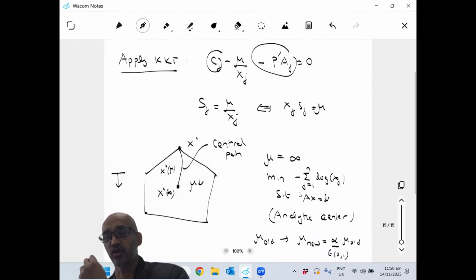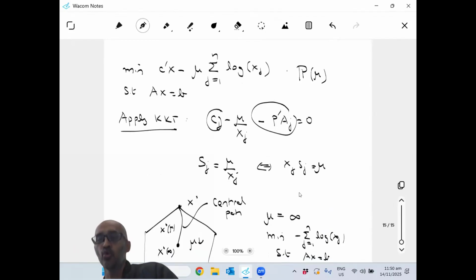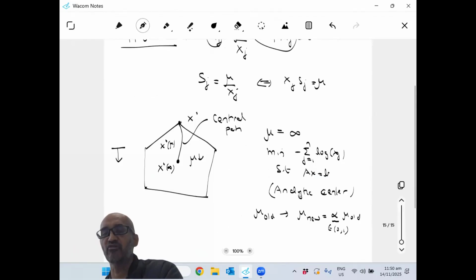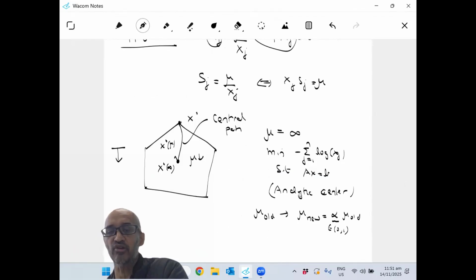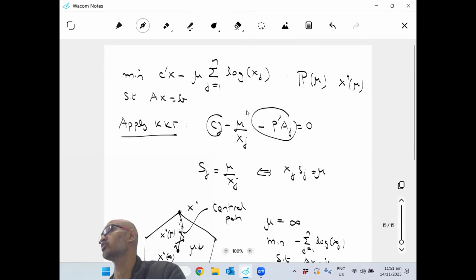What they will do is there's a central path. If I could solve this problem for every mu, there would be an optimal solution x star of mu, which is this central path. I don't know what the central path is. But I will start at this point and try to stay very close to this central path. I will create new points which are very close to this path and track it till I get to the optimal solution. How do I do this? By doing a quadratic approximation to this function.